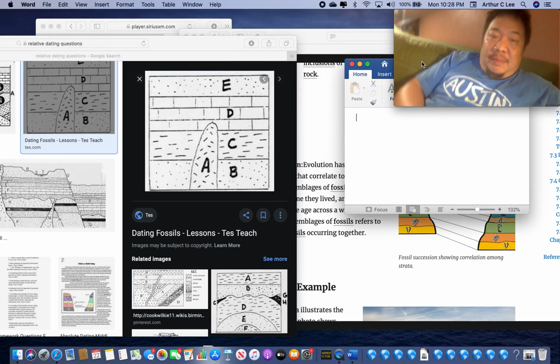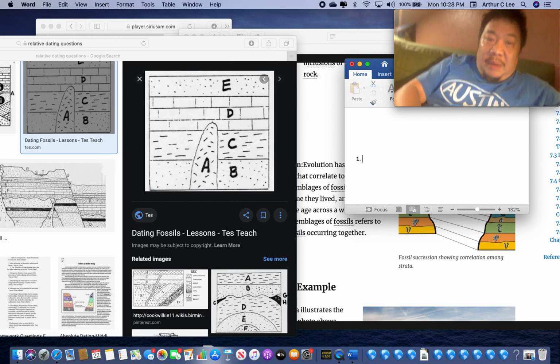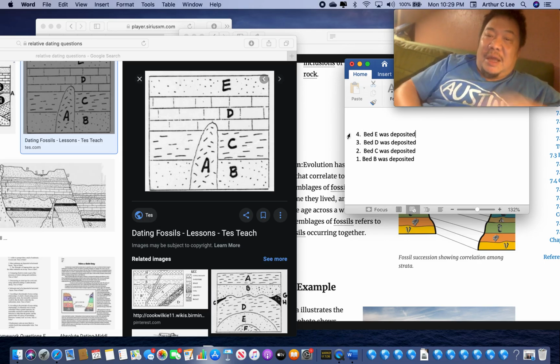Okay, so the first thing that happened was we put that on the bottom. Bed B was deposited. Then what? Then you go up to the next one. 2, bed C was deposited, which is the shale. Then what happened? Bed 3, or bed D, was deposited, which is the limestone. And then bed E was deposited. Then what happened, ladies and gentlemen? You tell me. Then dike A cut through beds B, C, and D.